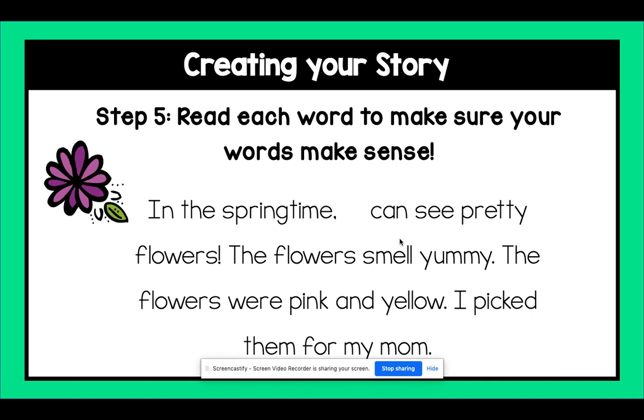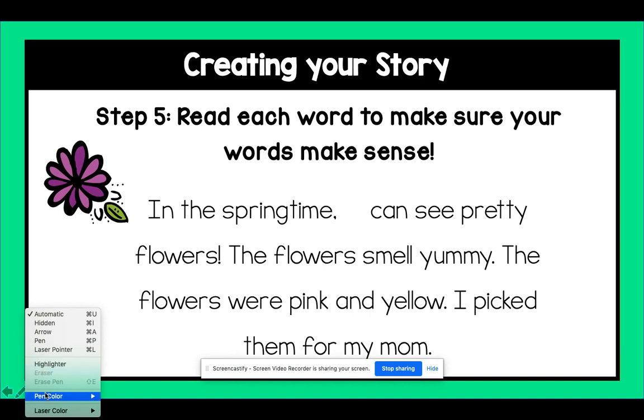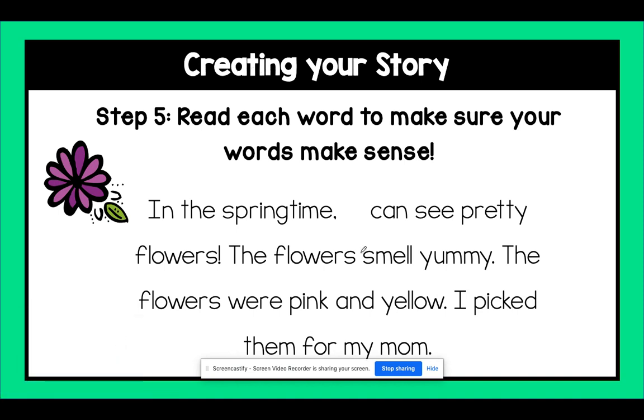Now, we need to make sure that we read each word to make sure that our story makes sense. Watch as I read my story. In the springtime, can see pretty flowers. What? That doesn't make sense. In the springtime, I can see pretty flowers. I forgot the word I. So I'm going to get my pen and write the word I, so that now let's see if my story makes sense.